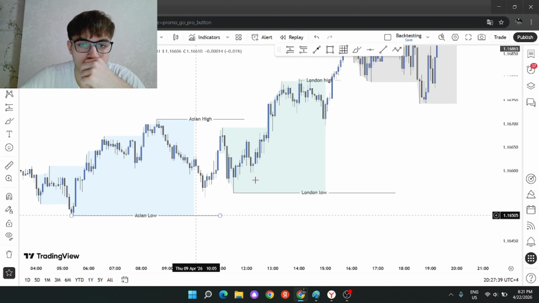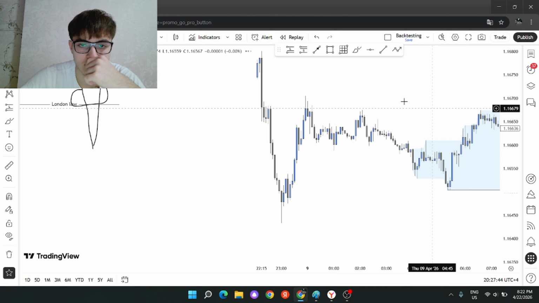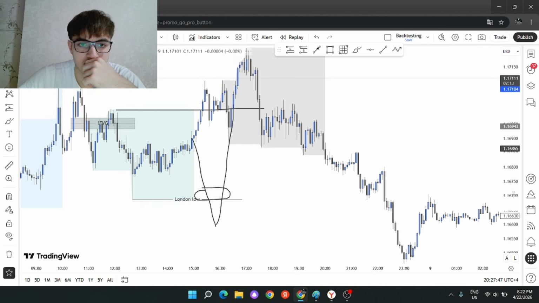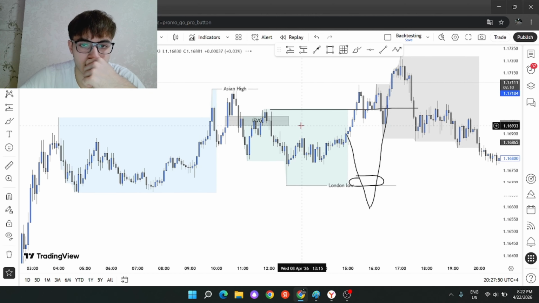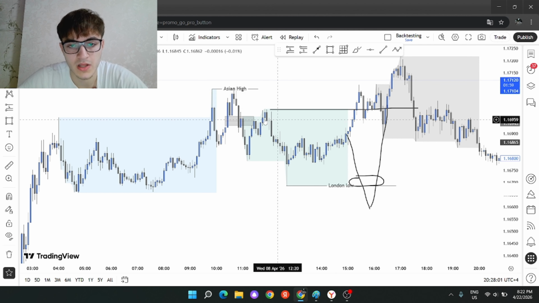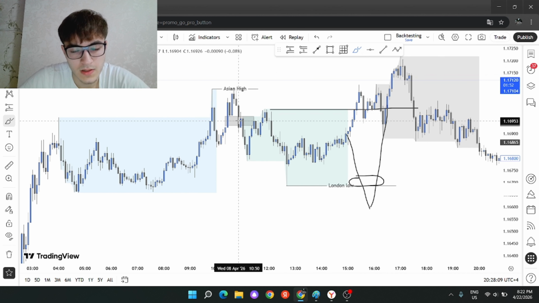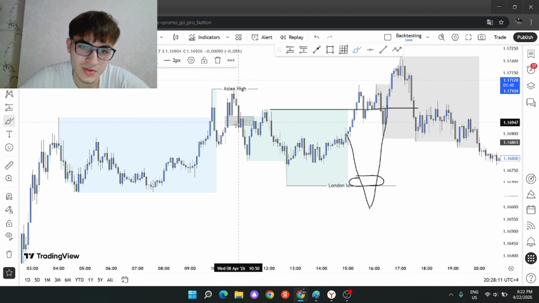We had the Asian high, Asian low, London high, London low. Anyway, price didn't set any session highs or lows. So it was right here. What do we have here? First candle top wick, third candle bottom wick. So this is a bullish fair value gap. After that I waited for the candle to close below this inverse fair value gap. I talked about the inverse fair value gap and fair value gap.